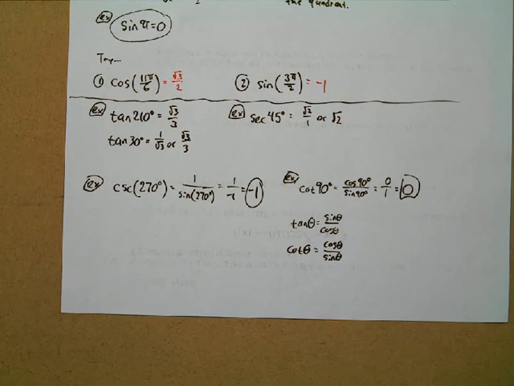So now you at least have the ability to do any trig ratio: sine, cosine, tangent, secant, cosecant, or cotangent.